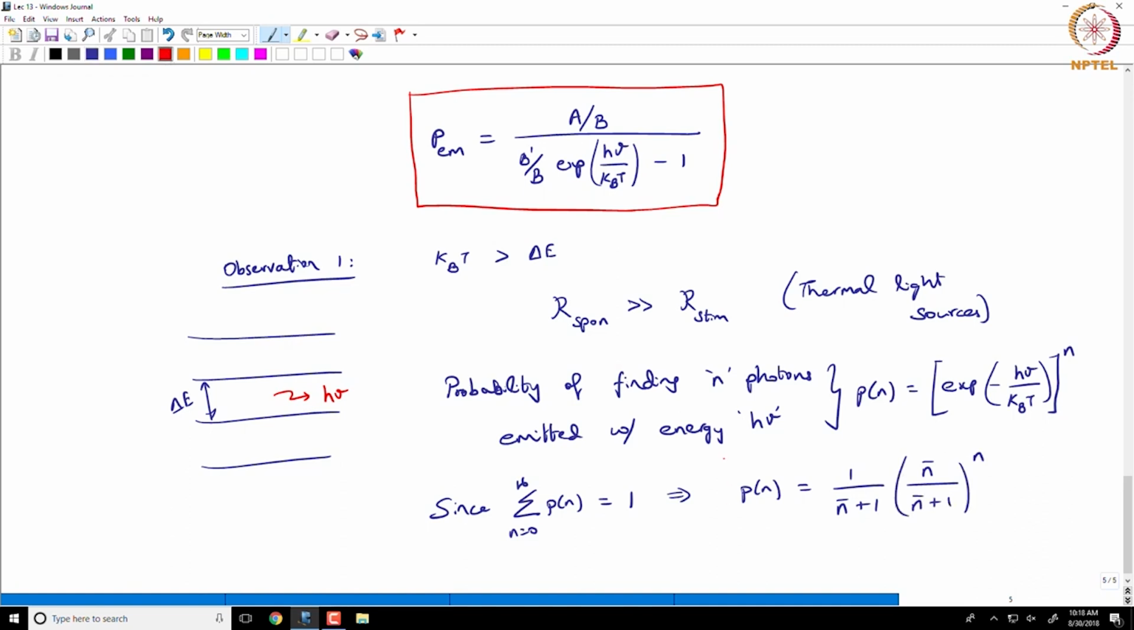This actually was what S.C. Bose had originally derived, okay, and then it got validated by Einstein. So, Einstein also supported that theory, and so they came up with this. So this is actually what we call the Bose-Einstein distribution.